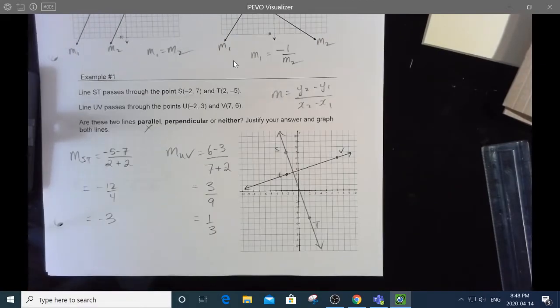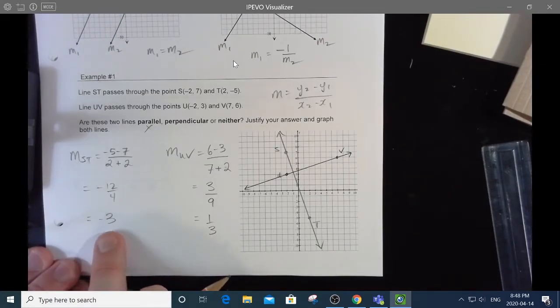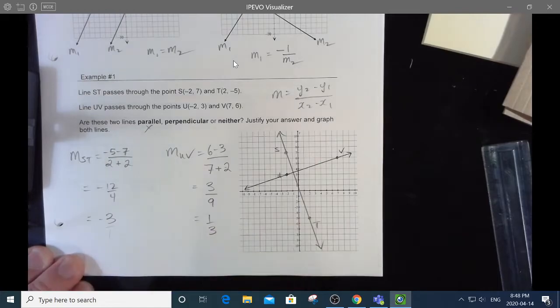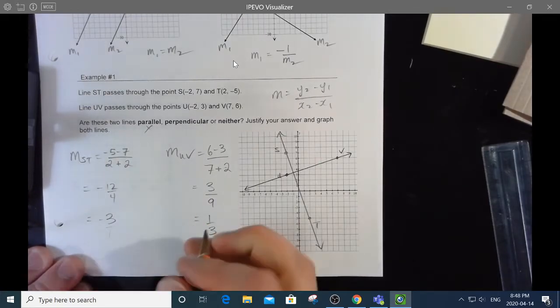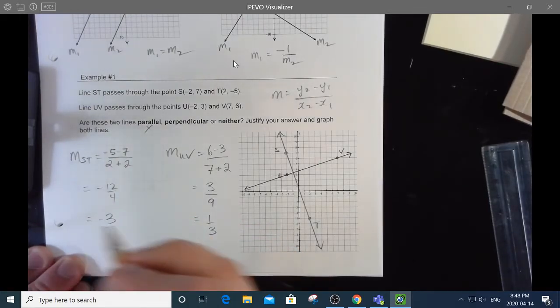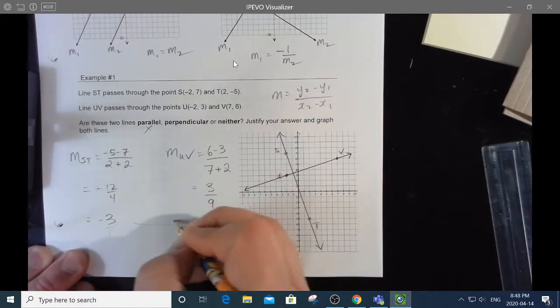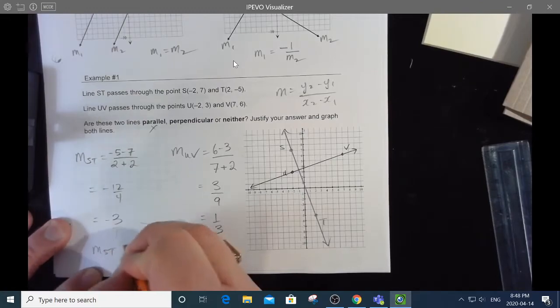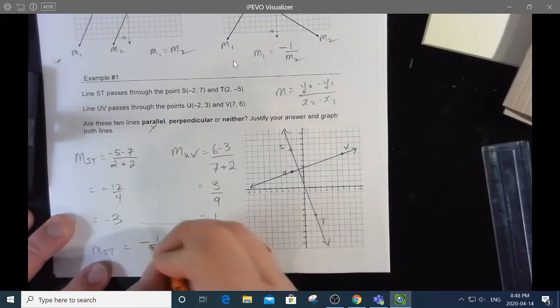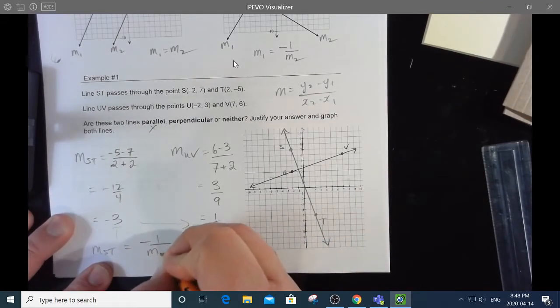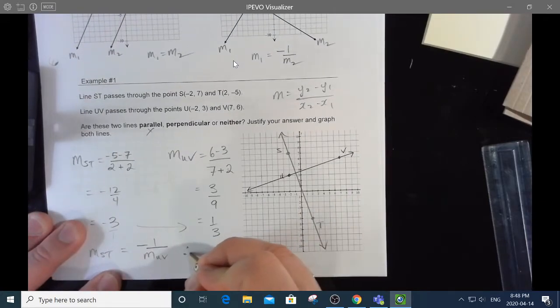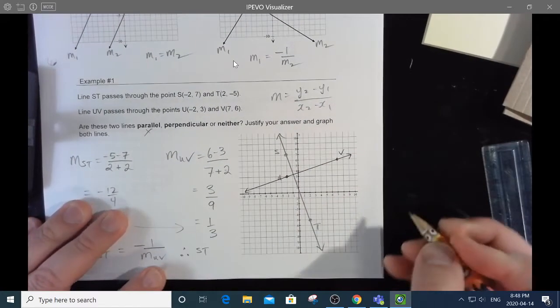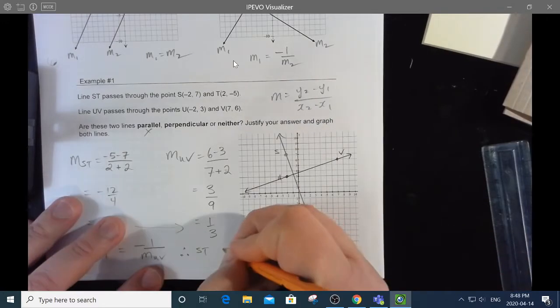And what do I notice about those 2 numbers? If I took this number, which is really negative 3 over 1, right, and I flipped it over so that it's 1 over negative 3, and then took the negative of the negative, it would turn into this. So since m_ST is equal to the negative reciprocal of m_UV, therefore ST is perpendicular to the line UV.